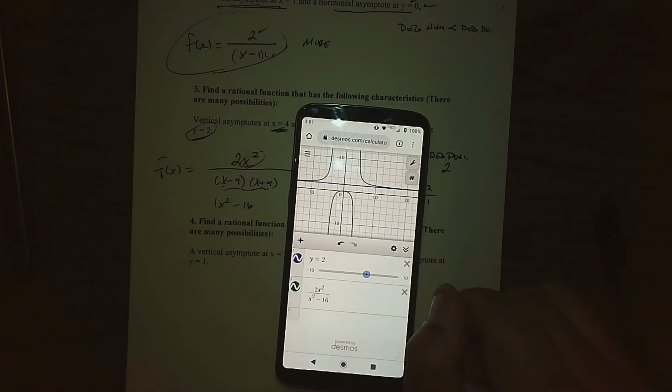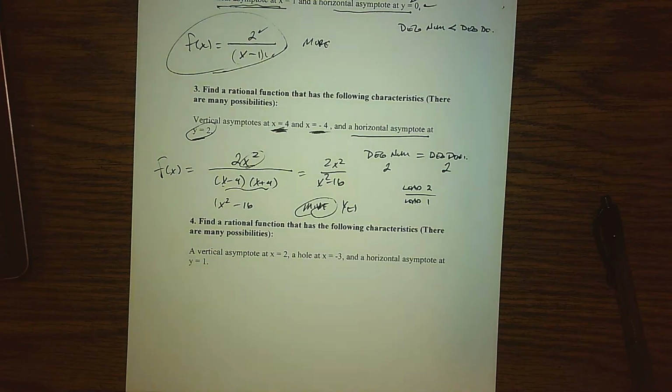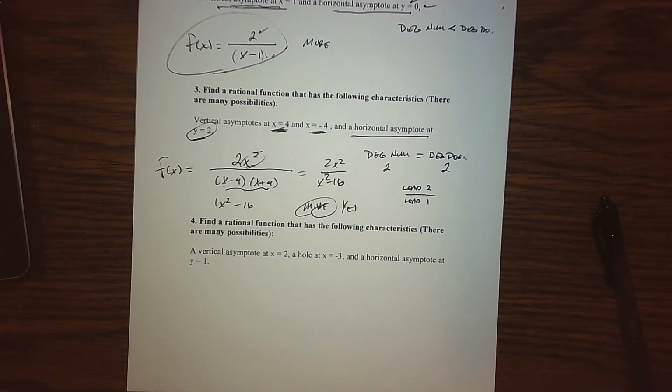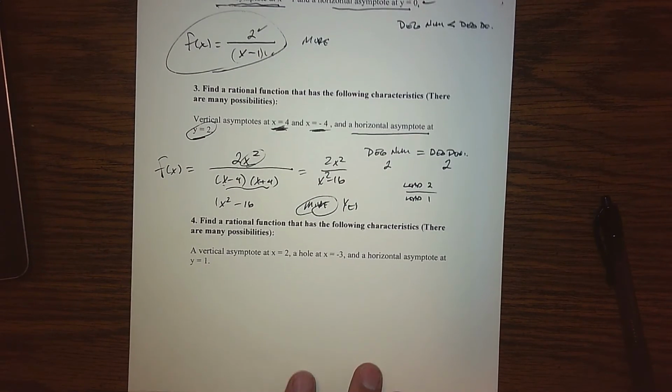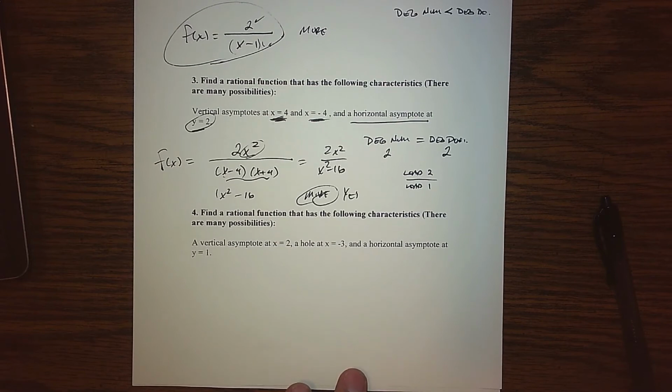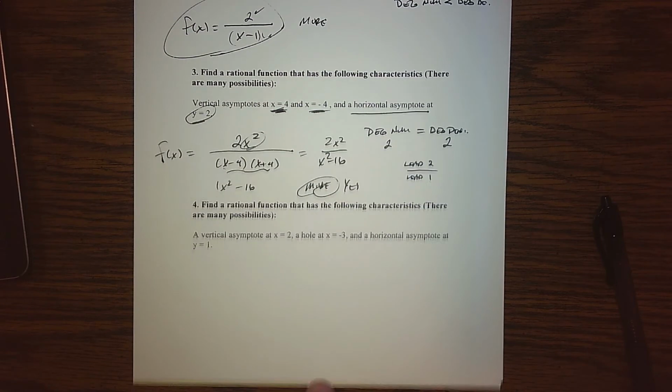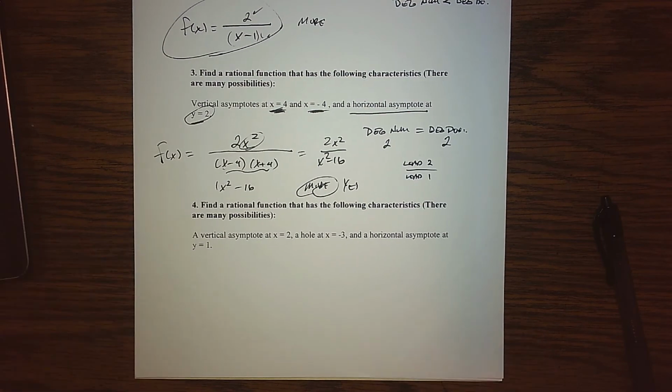So I've got everything. I got all my bases covered, right? It only asked for vertical asymptotes at 4 and negative 4, and it had to have a horizontal asymptote at 2. I've got it. There are many more that do the same thing, but they're also going to add some more stuff to it. I think I found the most bare bones one. So one more, and then I'll do another example where we have more information.